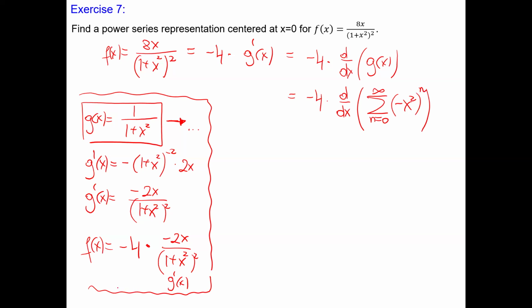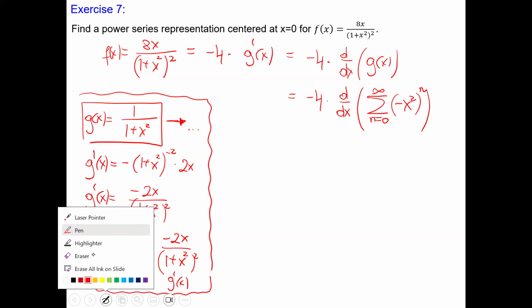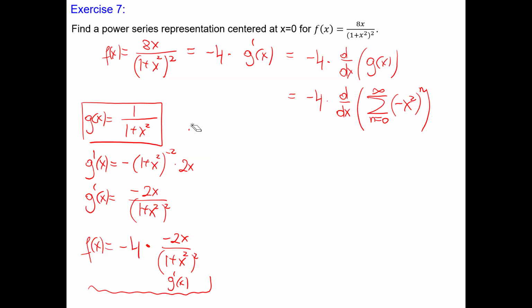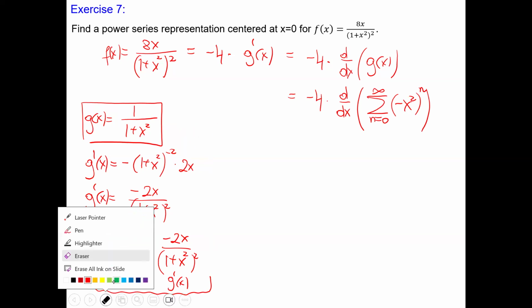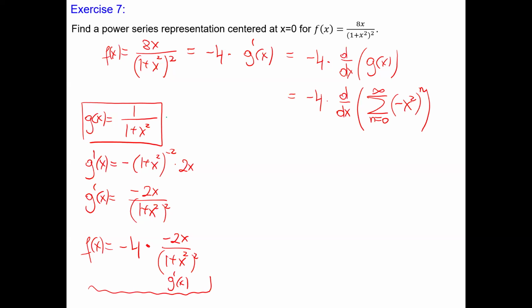You may try again to pause the video and get this power series representation. I think the first question was like this. The power series representation, because it's a subtraction of a negative x squared to the power of n. Please pause the video and you may try to get this. I think it was exercise number 1.